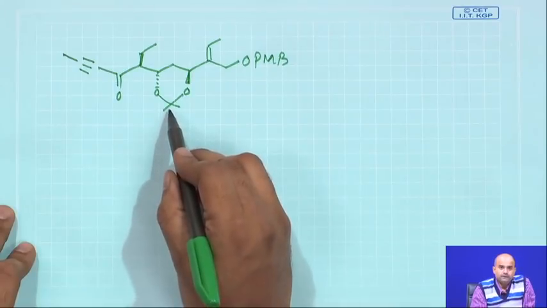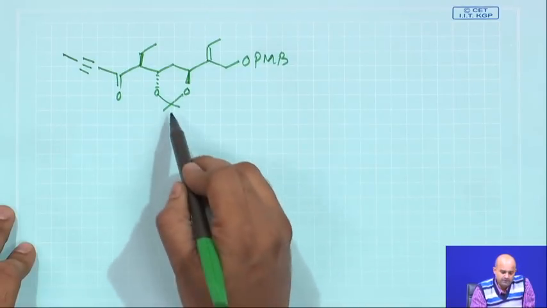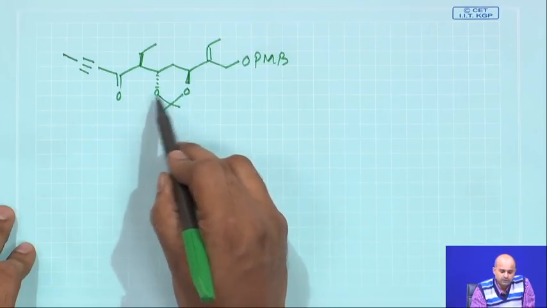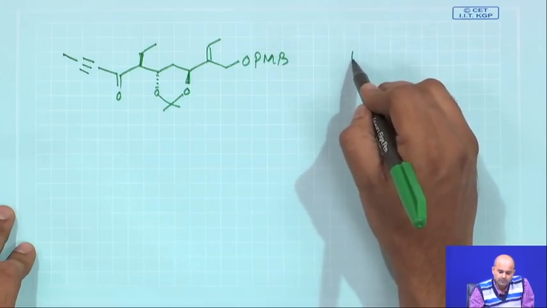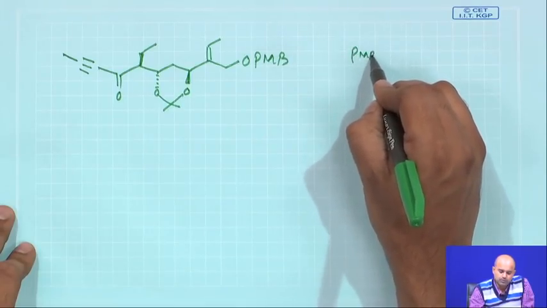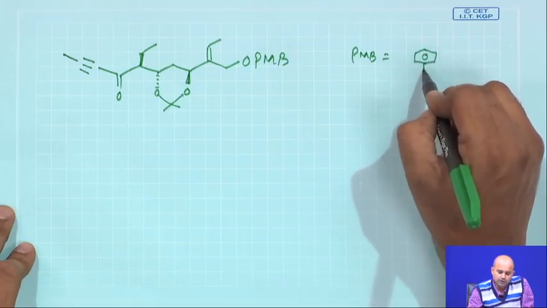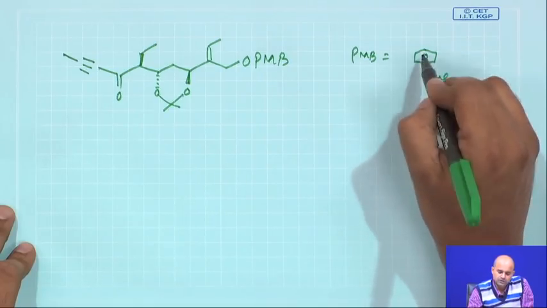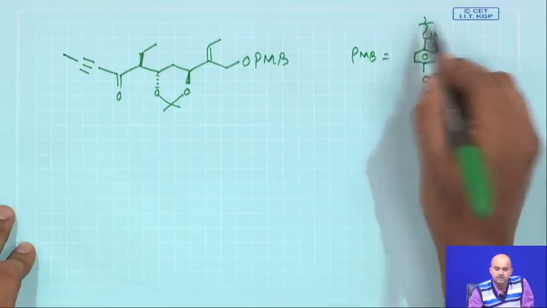Now, remember this is the protecting group which we already discussed, called acetonide, meaning that acetone is reacting with this diol to give this cyclic ketal. Now, PMB, what is PMB? PMB is a protecting group abbreviated as para-methoxybenzyl, also an alcohol protecting group. The structure is CH2, this is called the para-methoxybenzyl group.